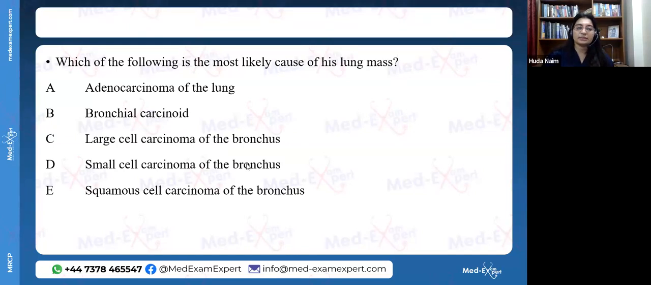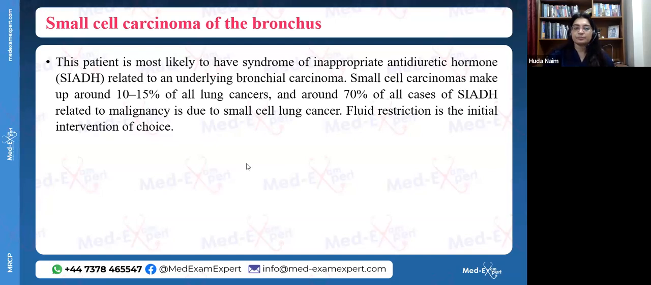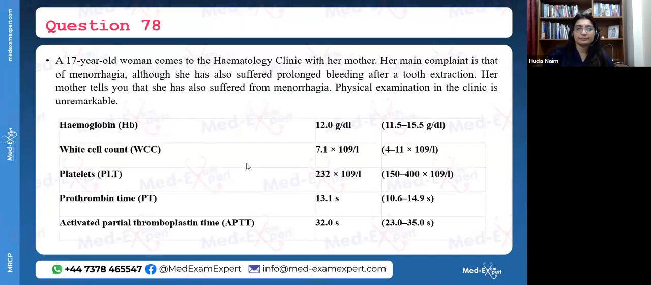Very good. Yes, it's small cell carcinoma of the bronchus that leads to SIADH. That can lead to hyponatremia and all of this confusion and forgetfulness. Okay, very good. And how will you manage these patients? You would give them fluid restriction. Okay, next one.